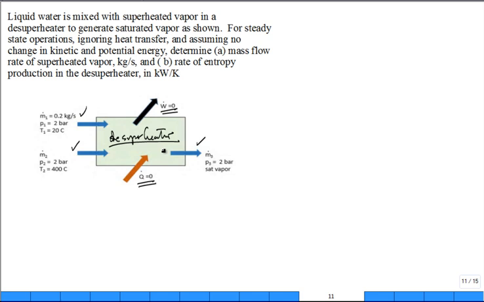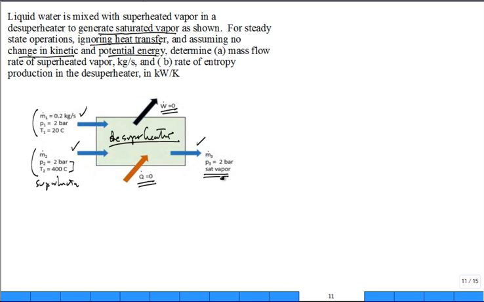It generates saturated vapor. So what comes out is saturated vapor. It operates steady state. There's no heat transfer. There's negligible changes in kinetic and potential energy. It's really easy to analyze, actually. What you have is some fluid coming in. It's all water, and water coming in here. But if you take a look at it, this is superheated. Okay, this comes out saturated vapor.